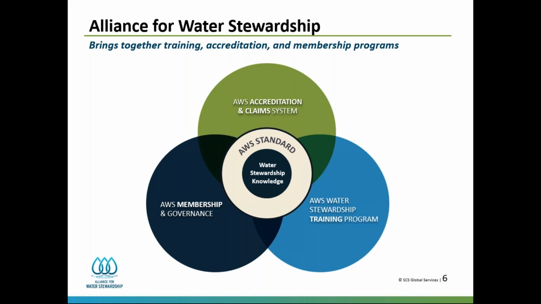And then lastly is our membership. Membership really promotes shared ownership. The members own and shape the AWS system, and we have a very diverse and expansive membership, which is critical to the organization's success and really creates a unique and important space for different sectors to collaborate on water stewardship.